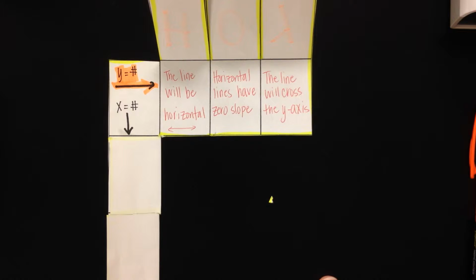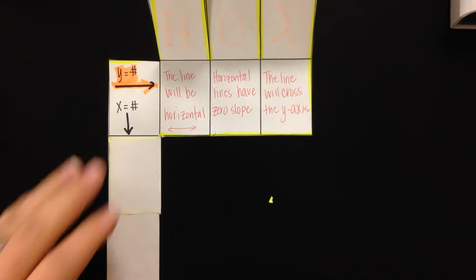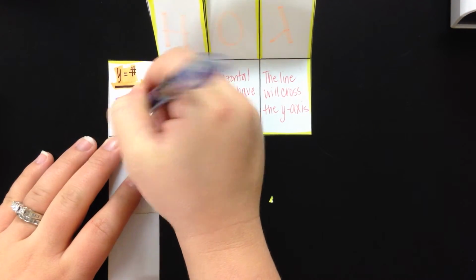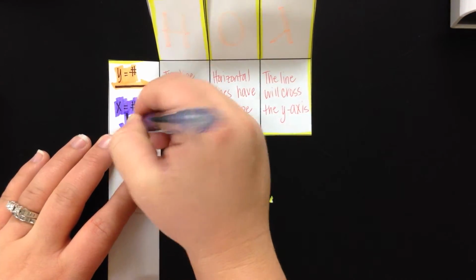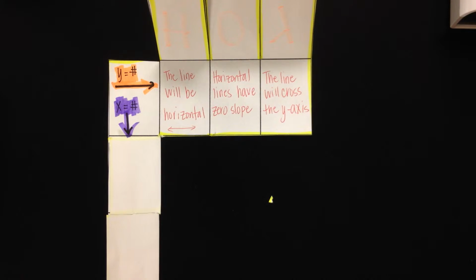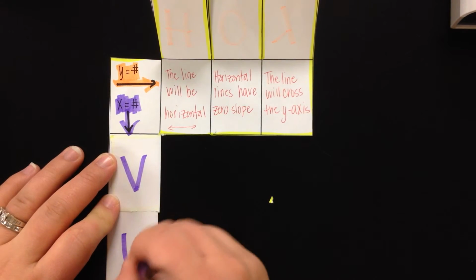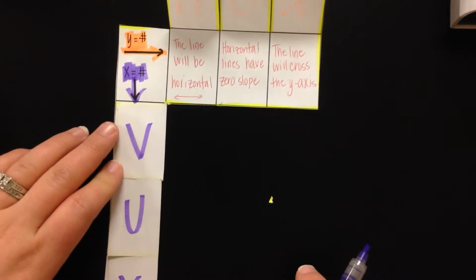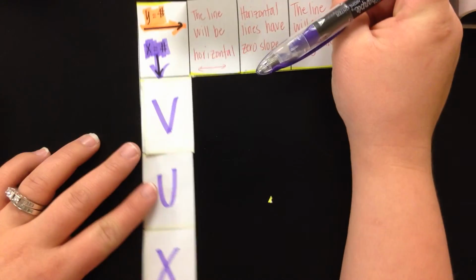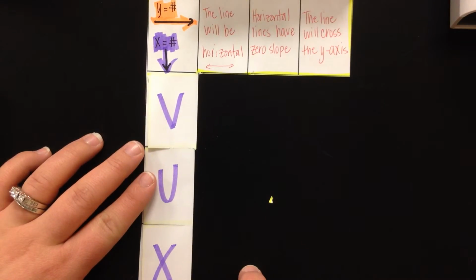Now, the next one, okay, we're going to talk about what happens when I get a graph that has x equal to a number. Okay, and I'm going to use a different color, but you don't have to, but I like color. Okay, and mine's going to be purple. I know it kind of blocked it out on your screen, but when x equals a number, I want you to remember the acronym VUX. V-U-X. Okay, V-U-X.